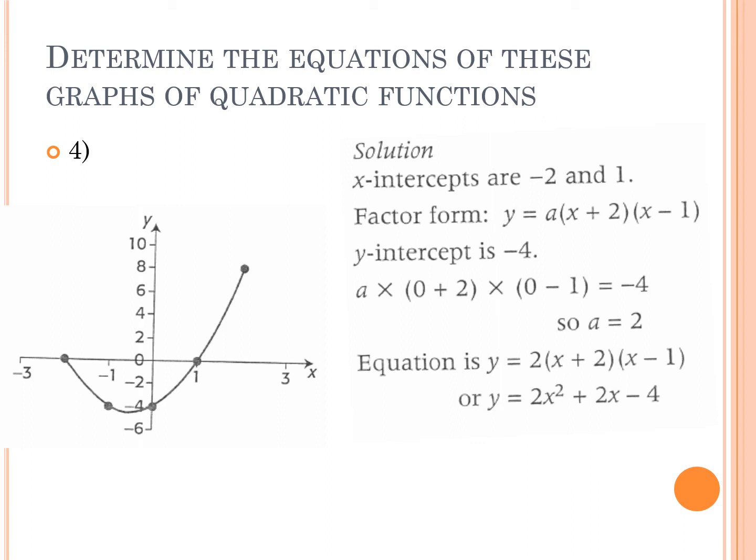And so if you plug in 0 and do the algebra there, you end up getting a value of a is 2. And now we've got enough information. If you left it in intercept form, that's fine. Or if you multiplied it out, that'd be fine as well.